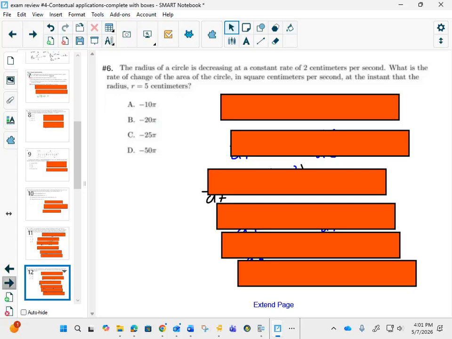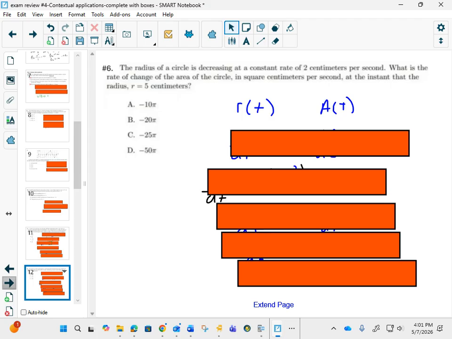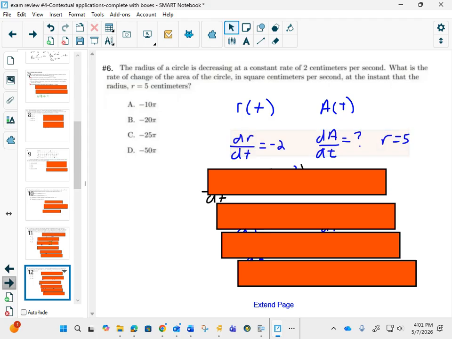Another related rates question. The radius of a circle is decreasing at a constant rate of 2 centimeters per second. What is the rate of change of area in square centimeters per second at the instant the radius is 5 centimeters? So we know that radius is a function of time, area is a function of time. What do we know? We know the dr/dt is -2. We know the radius is 5. We want to find dA/dt.